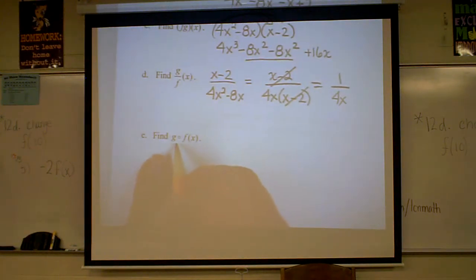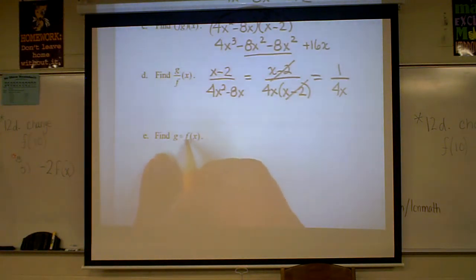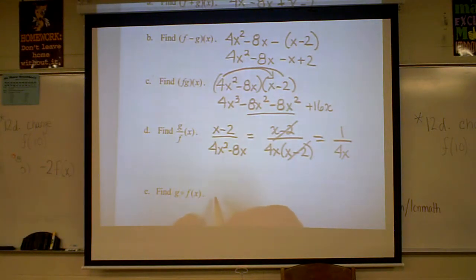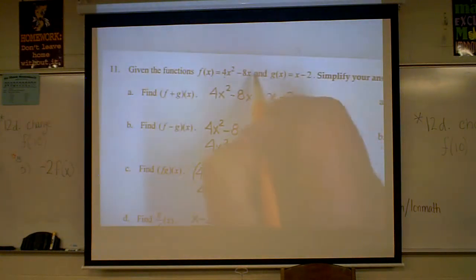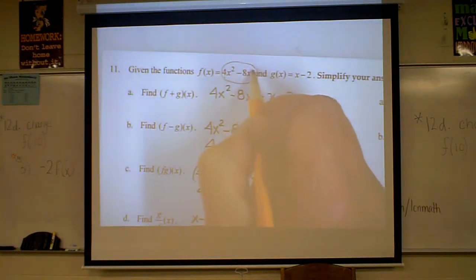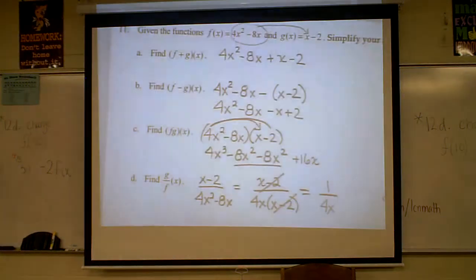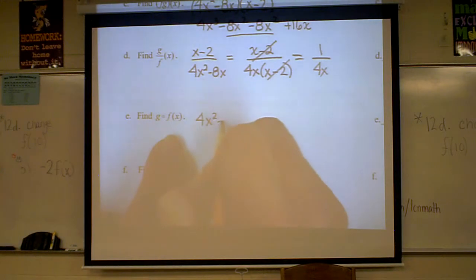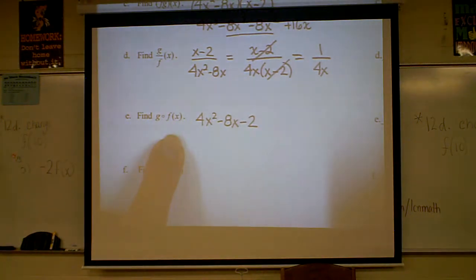This notation is a composition. You're going to plug f of x into the g of x. So you're going to take the f of x function and you're going to plug it into g of x. So what you do, here's your f of x, it goes right in there. So you have 4x squared minus 8x, and then minus 2. And that would be your answer. There's nothing you can do there.